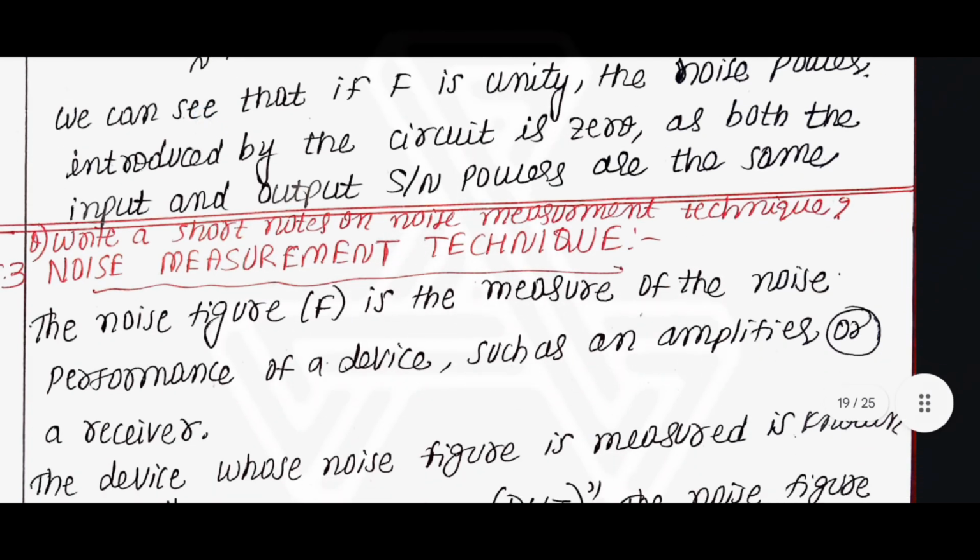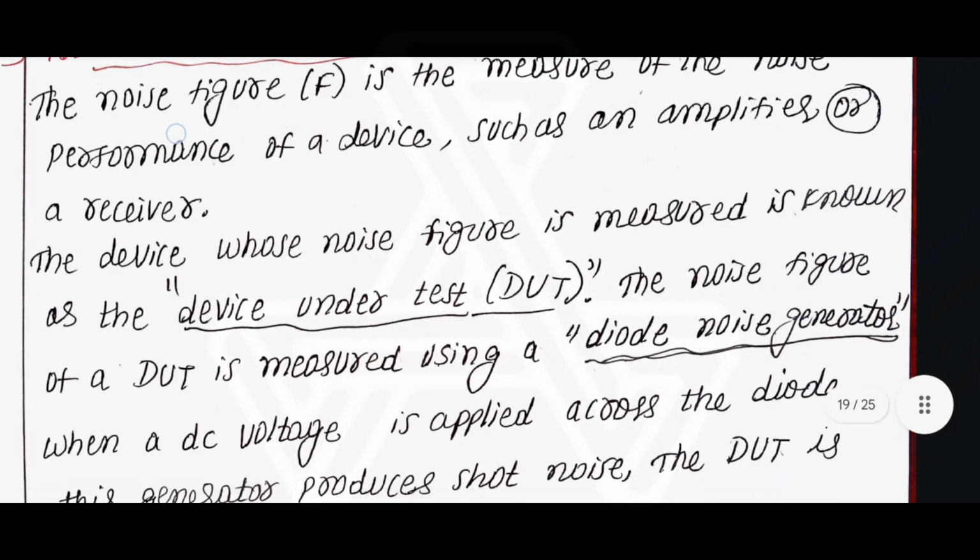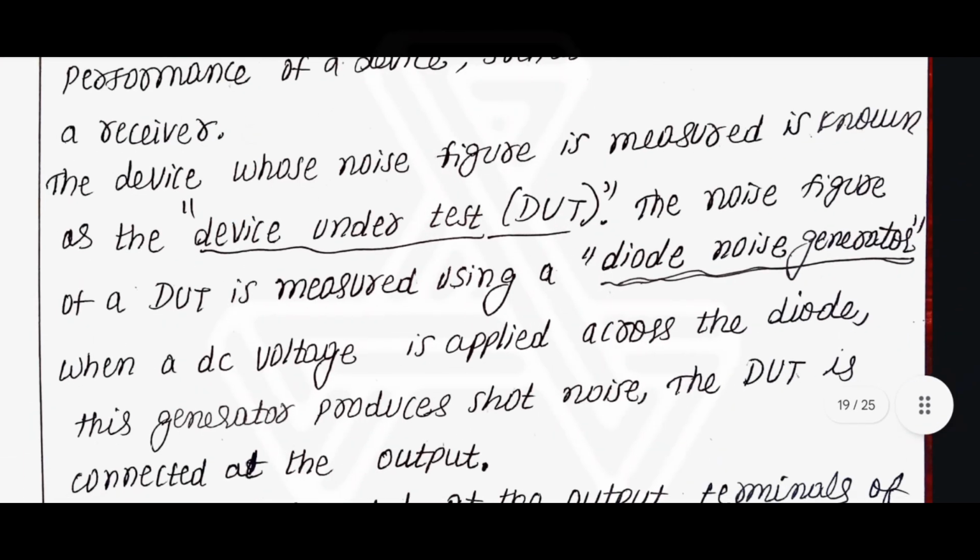Write short notes on noise measurement techniques. Noise measurement technique. The noise figure F is the measure of the noise performance of a device such as an amplifier or a receiver. The device whose noise figure is measured is known as the device under test, DUT. The noise figure of DUT is measured using a diode noise generator.